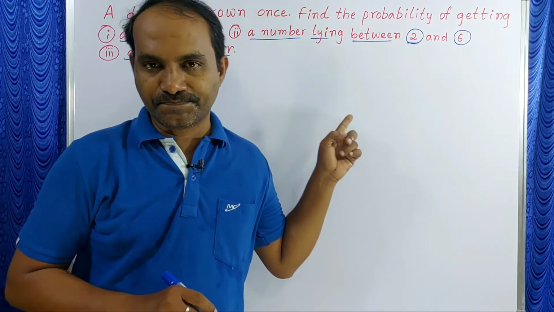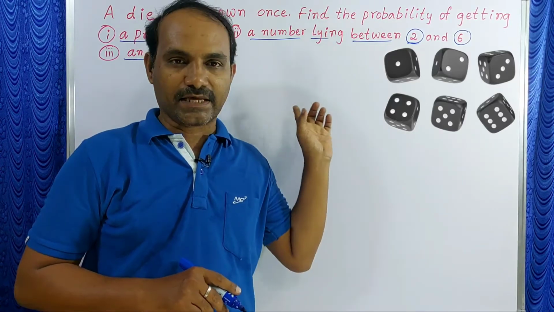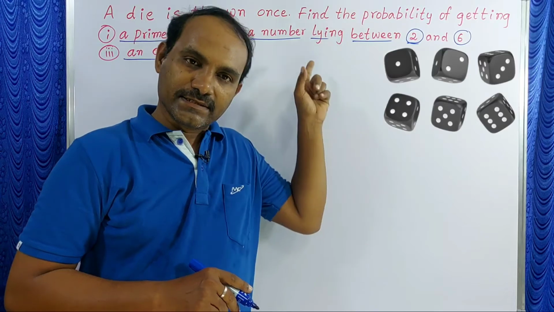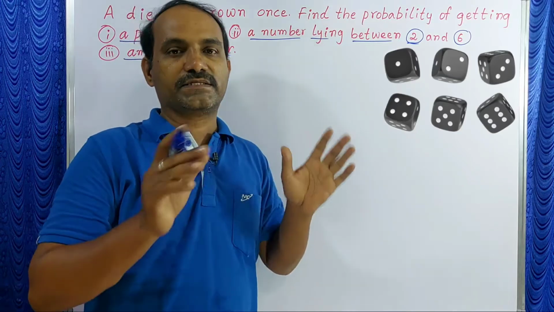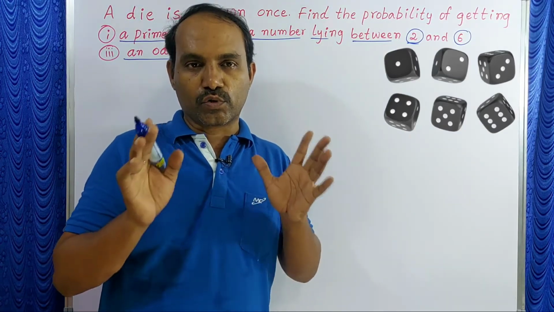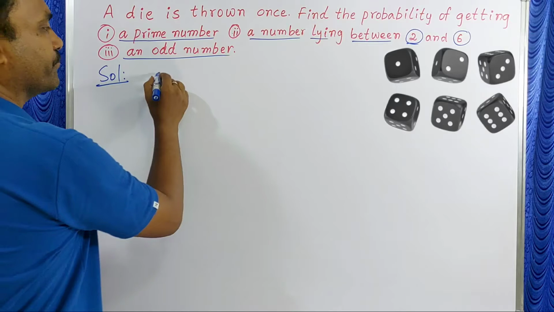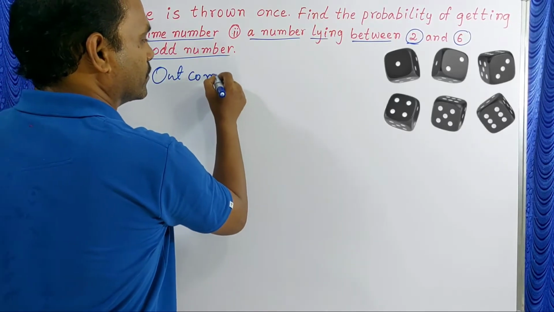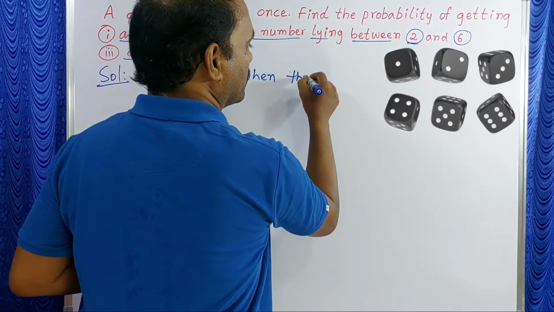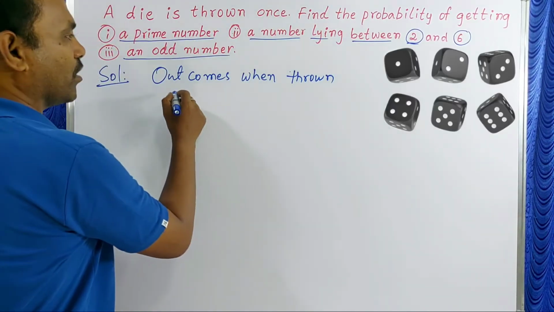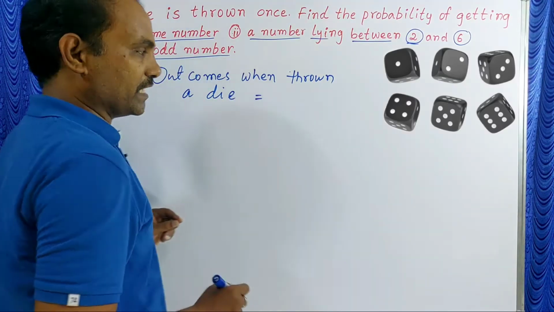Look at this die. How many faces are there? In a die, 6 faces are there. On 6 faces, 6 numbers are there: 1, 2, 3, 4, 5, 6. These are the 6 outcomes. First we will write the outcomes when a die is thrown. We throw only one die, remember that.